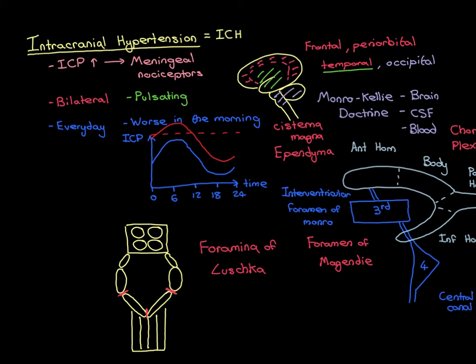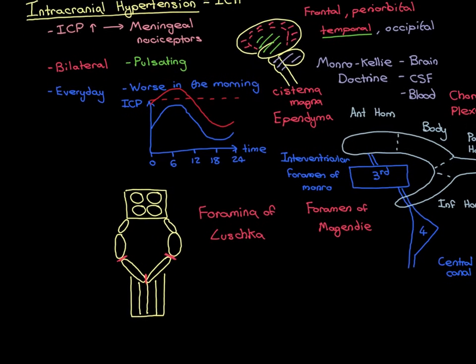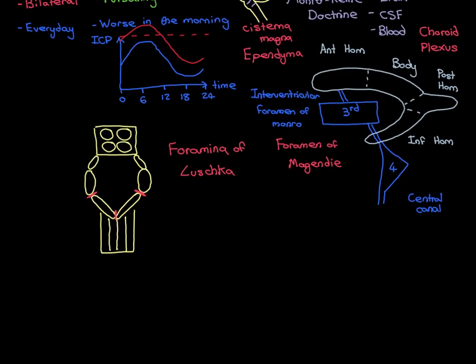So CSF is produced in the ventricles by the choroid plexus. It can then come out of these foramina into the subarachnoid space, and then in the subarachnoid space it's going to be resorbed at the dural venous sinuses, particularly at the superior sagittal sinus, and that's the one that I'll use as an example. So I want to show structures called the arachnoid granulations, which I have not previously shown.